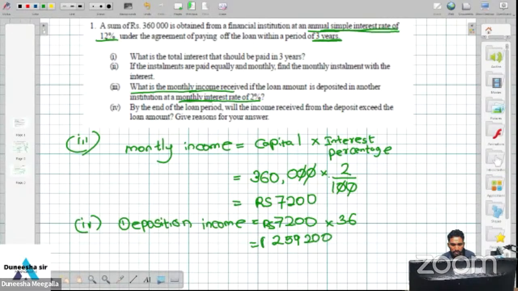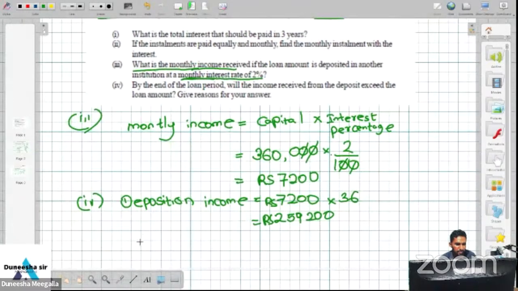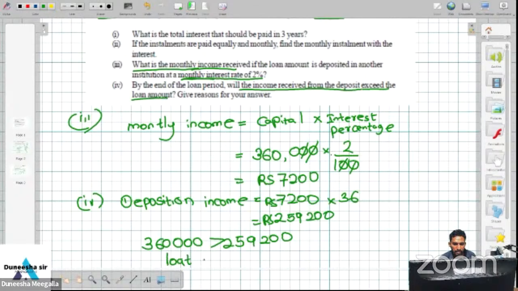The answer comes to $259,200. Okay, then is it exceeding the loan amount? 360,000 is the loan amount, but the income is 259,200. The question asks, will the income received from the deposit exceed the loan amount? It does not exceed the loan amount.